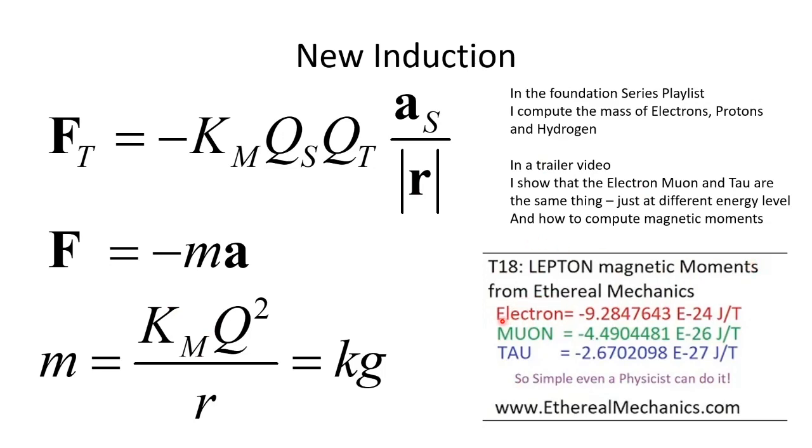I compute the magnetic moment of the electron, the muon, and the tau particle. I get exactly the same experimental results that they get, but they don't have a result for the tau. So this is the first ever prediction of ethereal mechanics on the tau particle. And you can go watch this video, see how I did it, and see when they finally are able to measure the tau, see how close my prediction is. And the solution for this is so simple, even a physicist can do it.